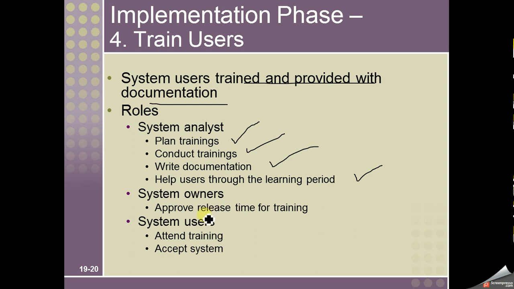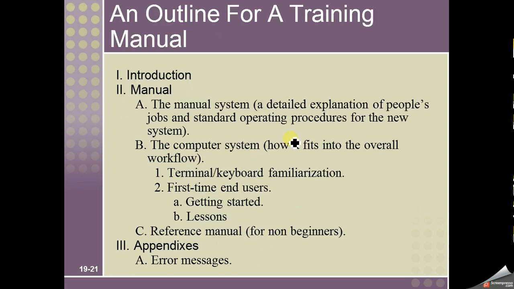The system owner approves release time for the users for training. The users will attend the training and they are supposed to accept the new system. This is an outline for a training manual.